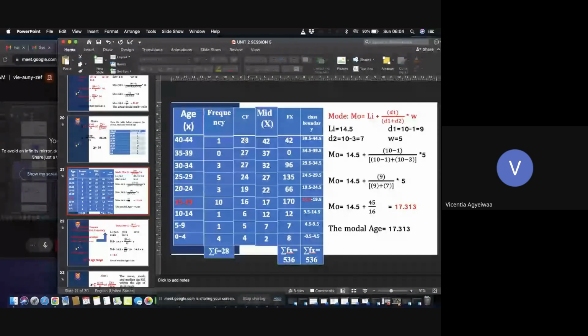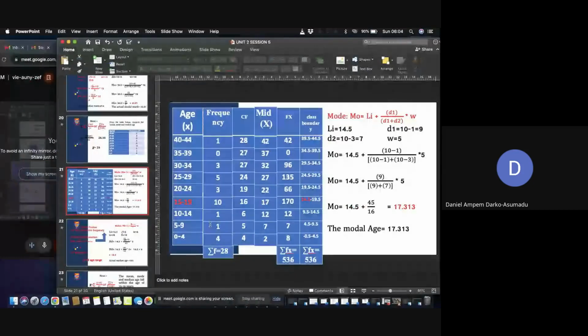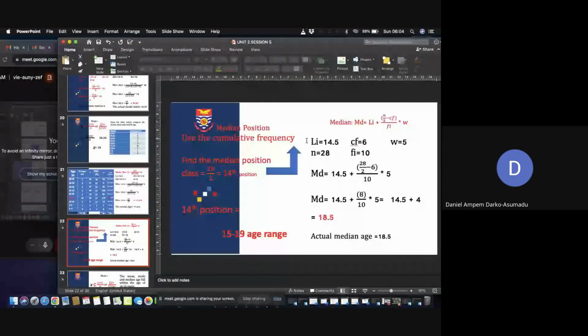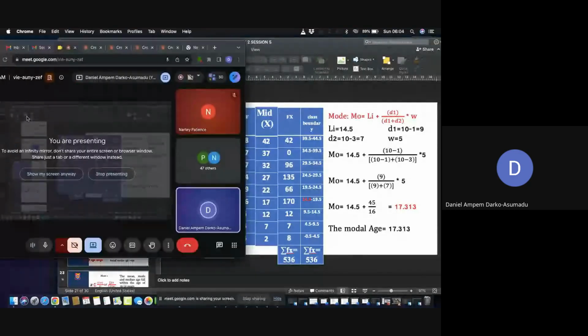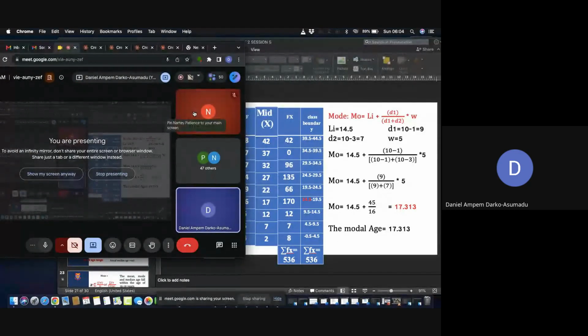Okay. Now, once you have calculated your cumulative frequency column, how do you locate the 14th position using the cumulative frequency? Who will help us? Where can we locate the 14th? In which age interval can we locate the 14th position? Anybody?